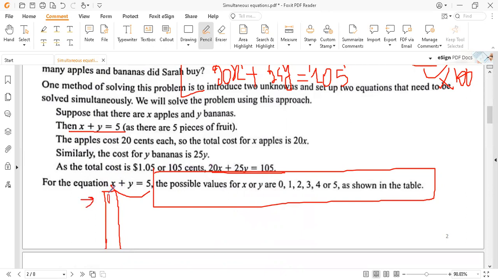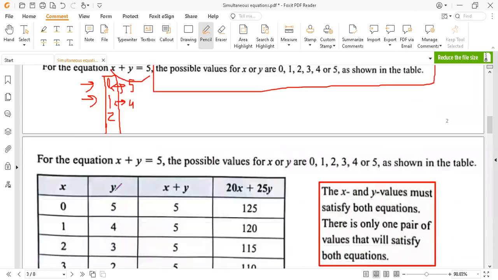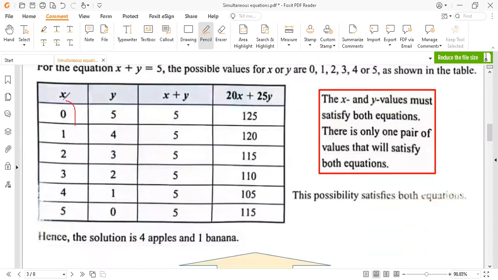If x equals 0, what do we add to 0 to obtain 5? So y should be 5. If x equals 1, what should we add to 1 to obtain 5? We should add 4, so y equals 4. If x equals 2, and so on. So we can put all the possible values of x and their corresponding values of y. 0 plus 5 equals 5.